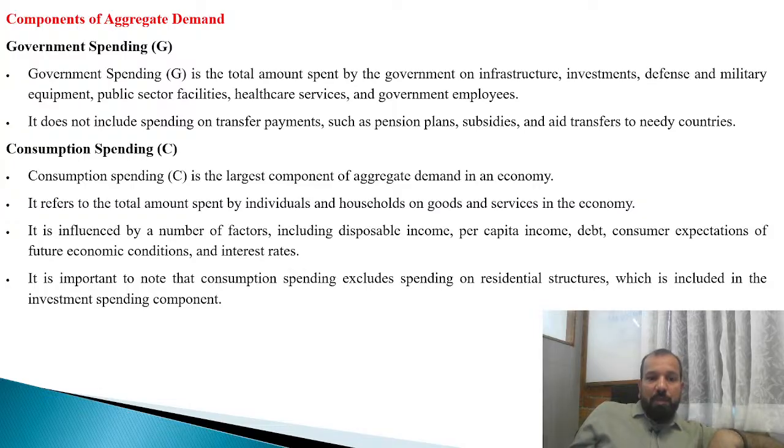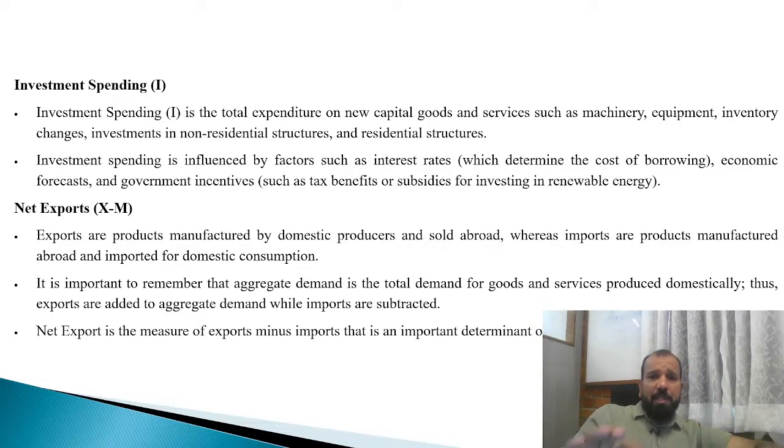It is important to note that consumer spending excludes spending on residential structures, which is included in the investment spending component. The next component is government spending, whatever the government is spending, again part of aggregate demand. Then investment spending by corporates, whatever money they spend on machinery, equipment, inventory, and investment in non-residential or residential structures. Then the next is export minus import. Exports are products manufactured by domestic producers and sold abroad, whereas imports are the opposite. I think everybody knows what export and import are. Whatever net export we have, whether minus or plus, this is to be included in aggregate demand.